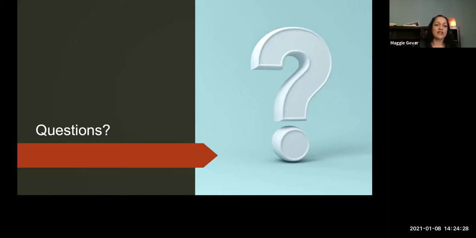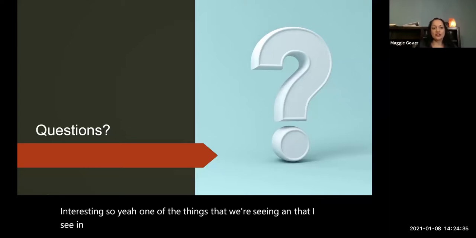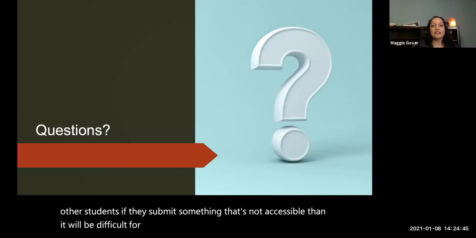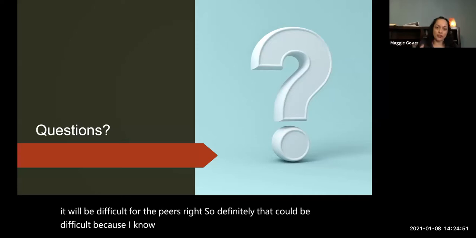Oh, interesting. So one of the things that I see in the chat is that when a student is doing peer editing with other students, if they submit something that's not accessible, then it will be difficult for the peers, right? Definitely that could be difficult, because I know that Google Docs and Word are all supposed to be accessible with their comments and everything.